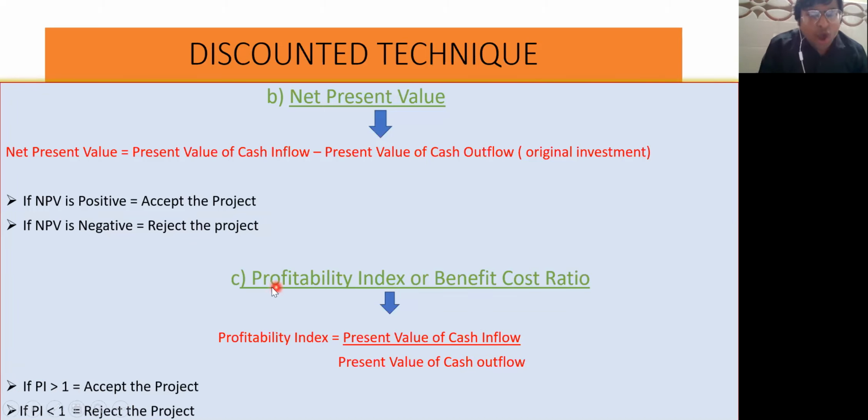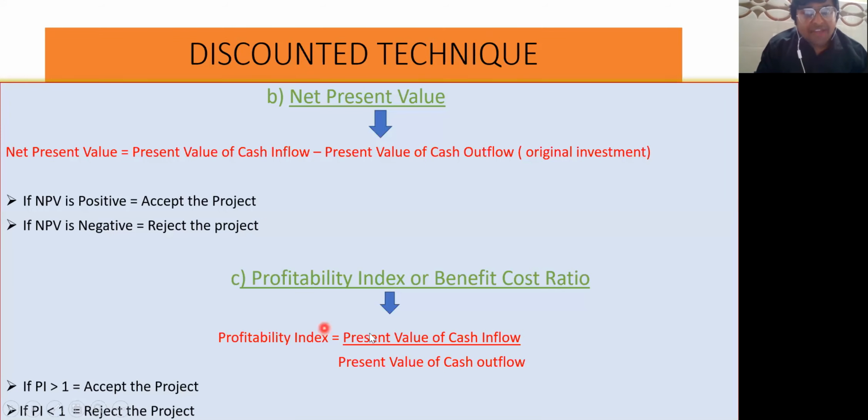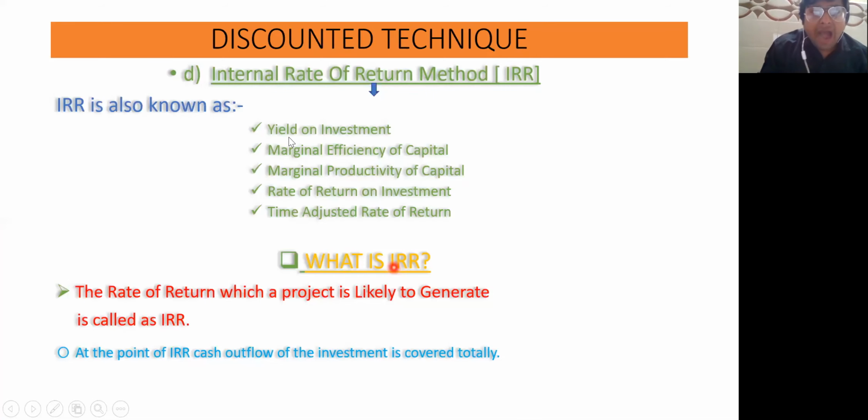So these all are the formulas. Clear? So NPV is what? Present value of cash inflow minus present value of cash outflow. Profitability index, PI, is present value of cash inflow divided by present value of cash outflow. NPV, we have to deduct it, and PI, we have to divide it. That's it. Now, the last one is what?